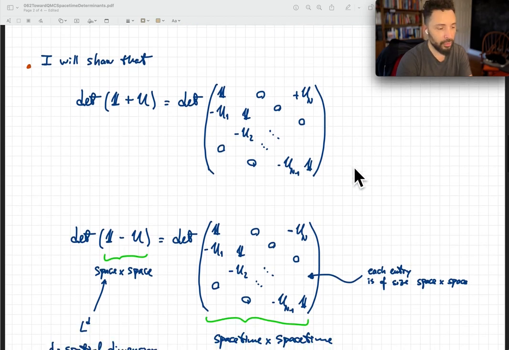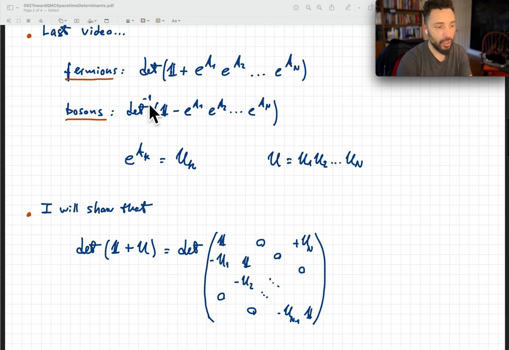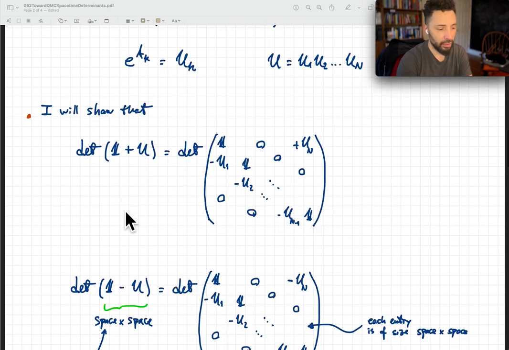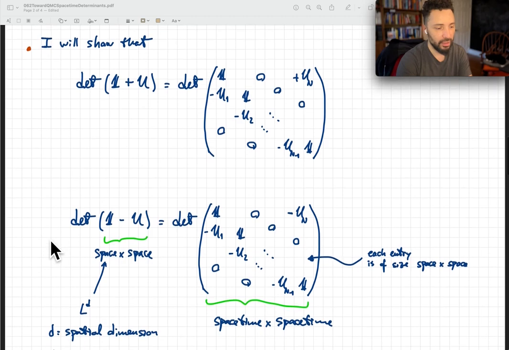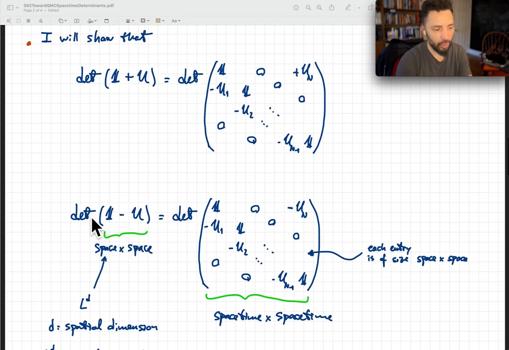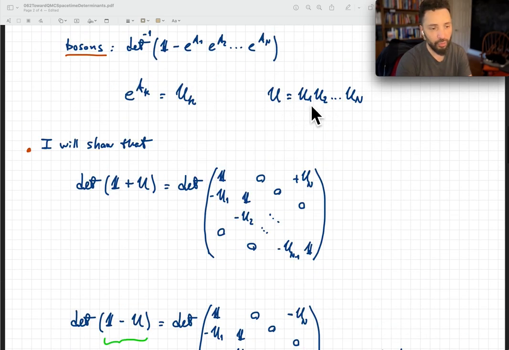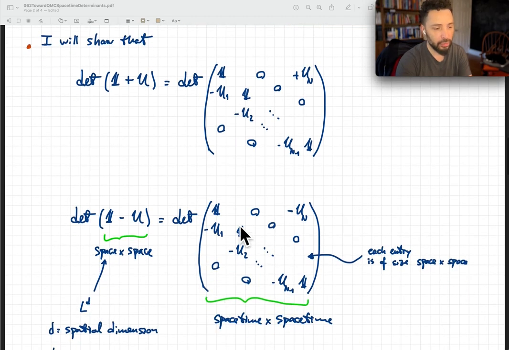For bosons, you have the determinant of 1 minus u. There's an inverse in this expression that we discussed last time. That is not going to play a role in this particular proof, in this particular video. But what we'll have for the bosonic case is that the determinant of 1 minus u, and remember this u is a product of all the u's, u1, u2 through un, is equal to the determinant of this blown up matrix, where you have ones in blocks on the diagonal. The sub-diagonal is still minus u1, minus u2, and so on through minus u sub n minus 1. But you have a minus un up here. So there's no antiperiodic boundary condition. In this case, the boundary condition is periodic.